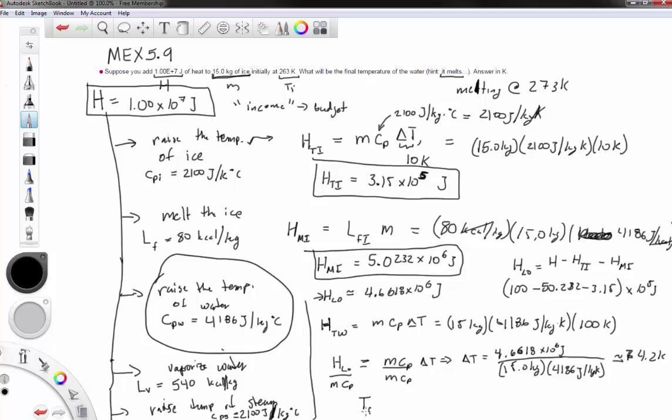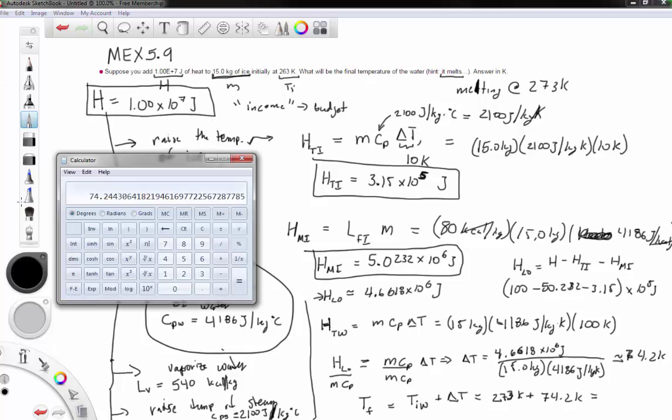Well, T final is basically going to be T initial of the water plus the change in temperature, delta T. Well, the initial temperature was 273 Kelvin, because that's when we turned it into water. So the initial water temperature is 273 Kelvin. And to that we are adding 74.2 Kelvin.